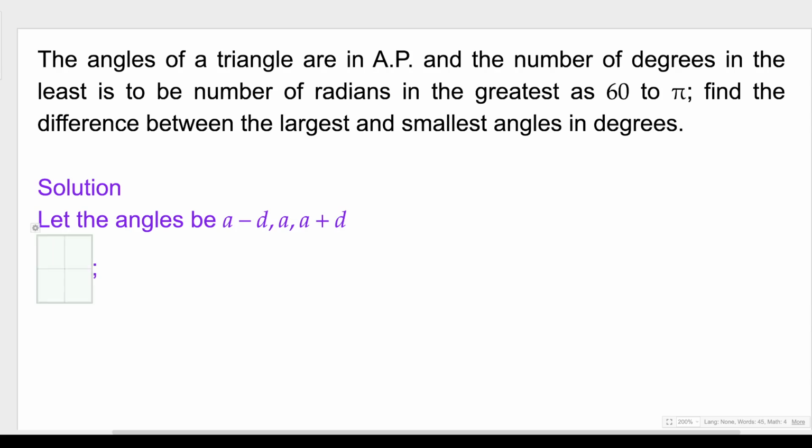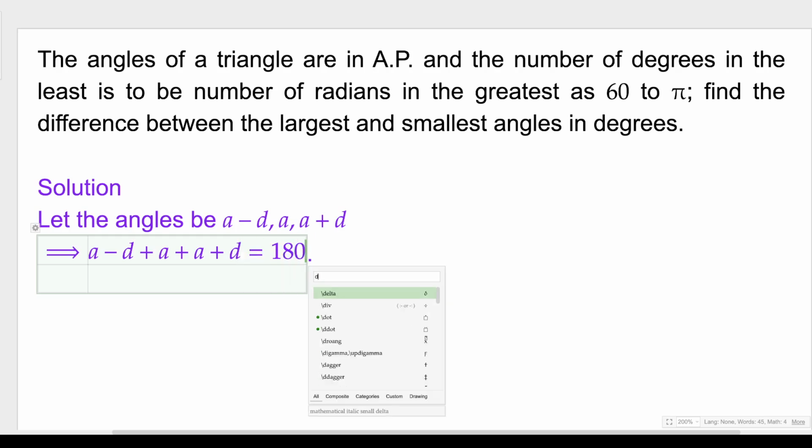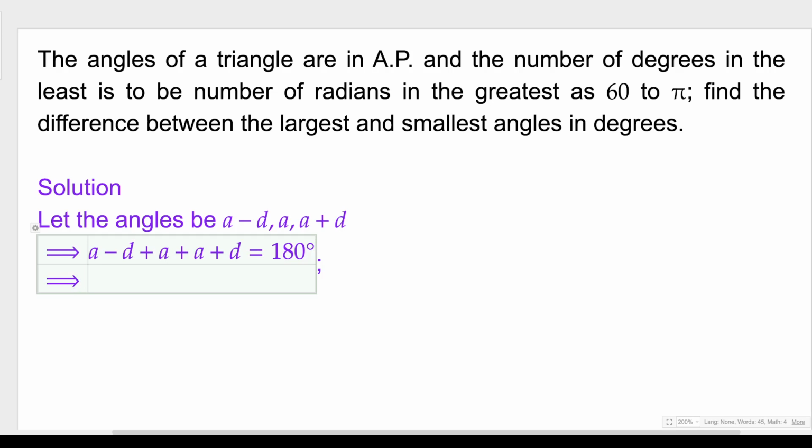From this given statement we can write that a minus d plus a plus d plus a. So the sum of three angles of a triangle, we know the property, that is 180 degrees, that is pi. And if I resolve this part, I will get the value of a as 60 degrees, right?